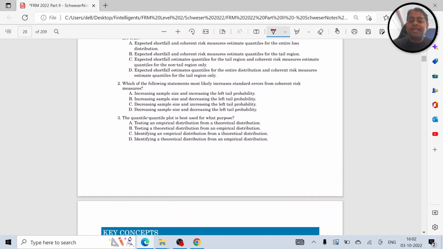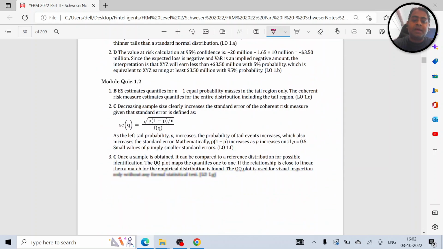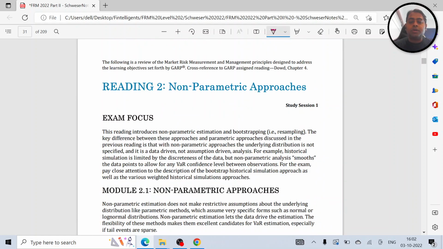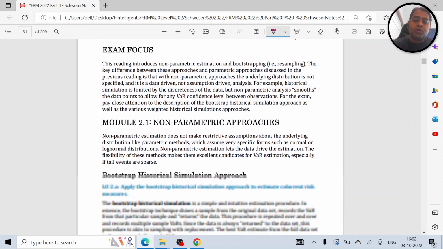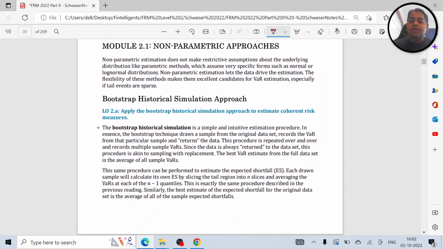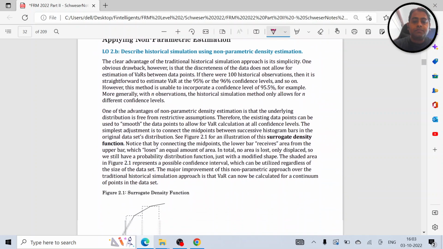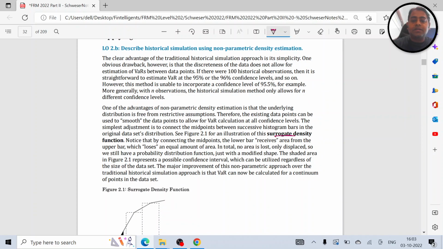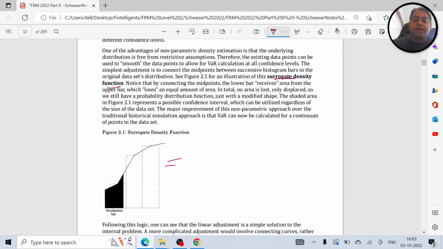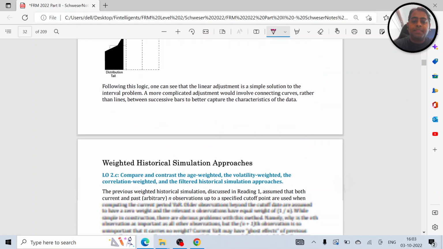Let us go towards the second chapter, which is the parametric and non-parametric approach. These two chapters are again connected to the Level 1 discussion. In the non-parametric approach, the bootstrapping historical simulation paragraph and this paragraph you should be clear on. Surrogate density is basically connected to this diagram. You should be aware of what is happening in the diagram.